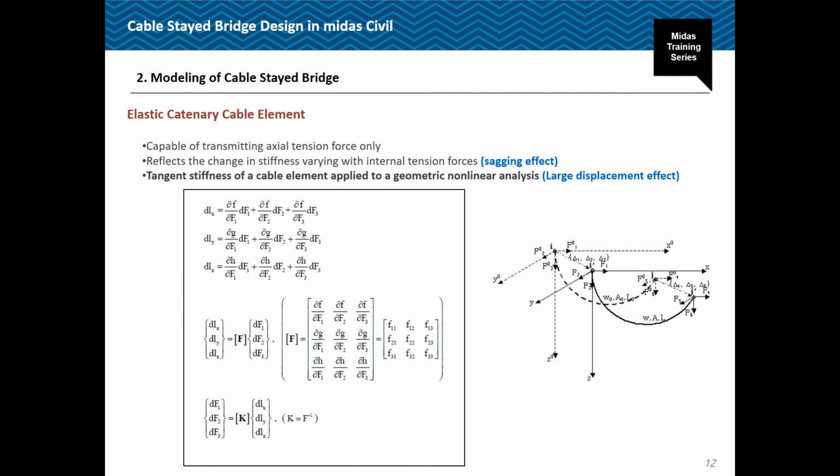For nonlinear analysis, the software allows for a more complex type of element to be handled. In that case, this is called the elastic catenary cable element, which is the most accurate element to describe a cable. And it reflects the change in the stiffness varying with the internal tension forces, so the sagging effect. But also for large displacement effect, the stiffness is at each step calculated based on the tangent stiffness of the cable element applied to the geometric nonlinear analysis.